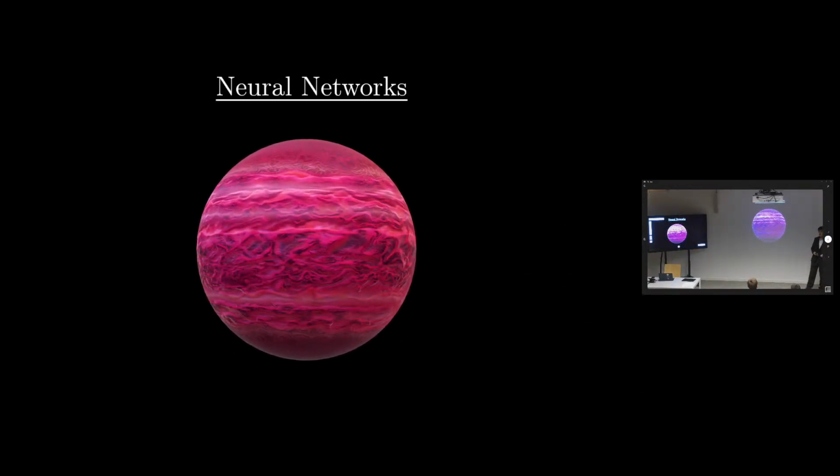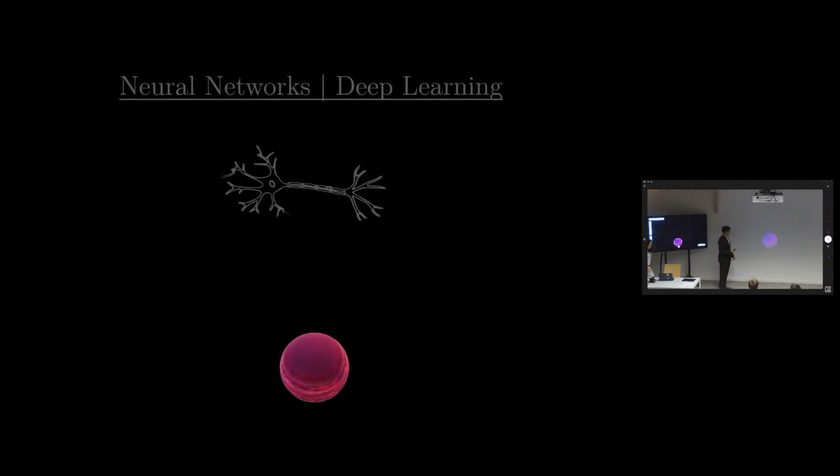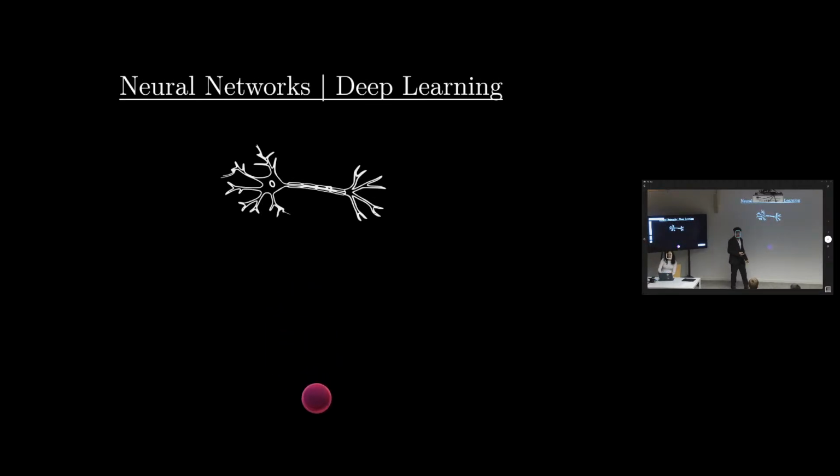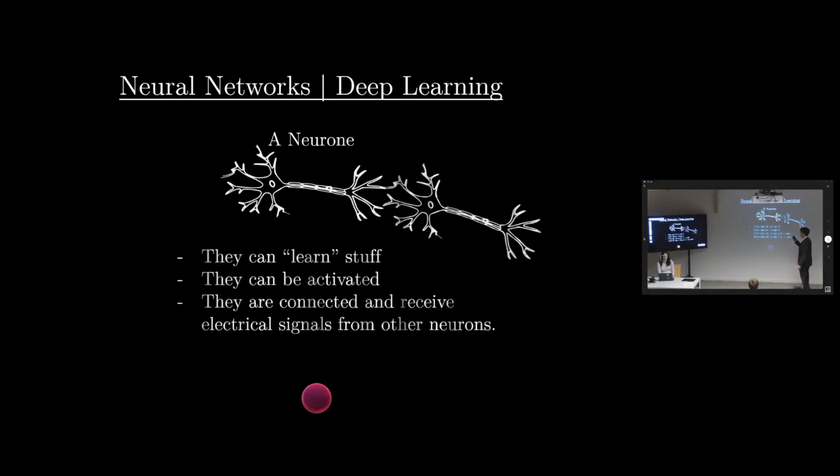So what are neural networks? Neural networks are actually something very old that was invented in the 90s. And how did they do this? They inspired themselves with the human brain. How does a human reason and how does a human think? A human has neurons in the mind, and the neurons have very, very interesting properties. The neurons can learn, they can be activated, and they're connected and receive electrical signals from other neurons.